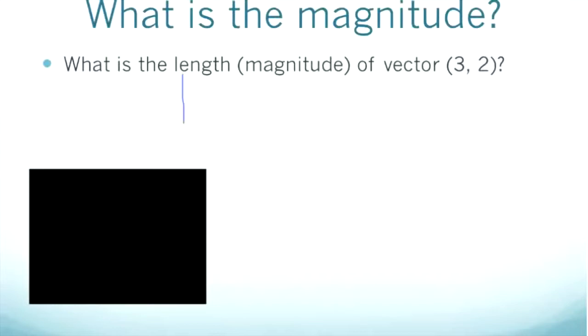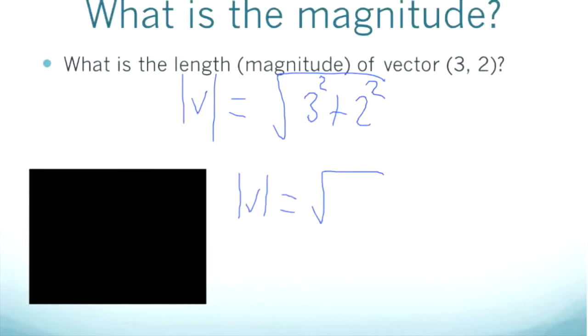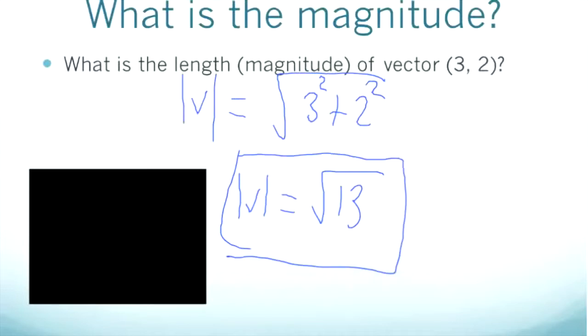If I want to know the length or magnitude, remember we can write it as absolute value of v. So what it's telling us to do is we're going to square the first term, we're going to square the second term, and that's going to be the magnitude. So the magnitude is the square root of 9 plus 4, so square root of 13. And that's your length. Oops. My pen went all crazy there.